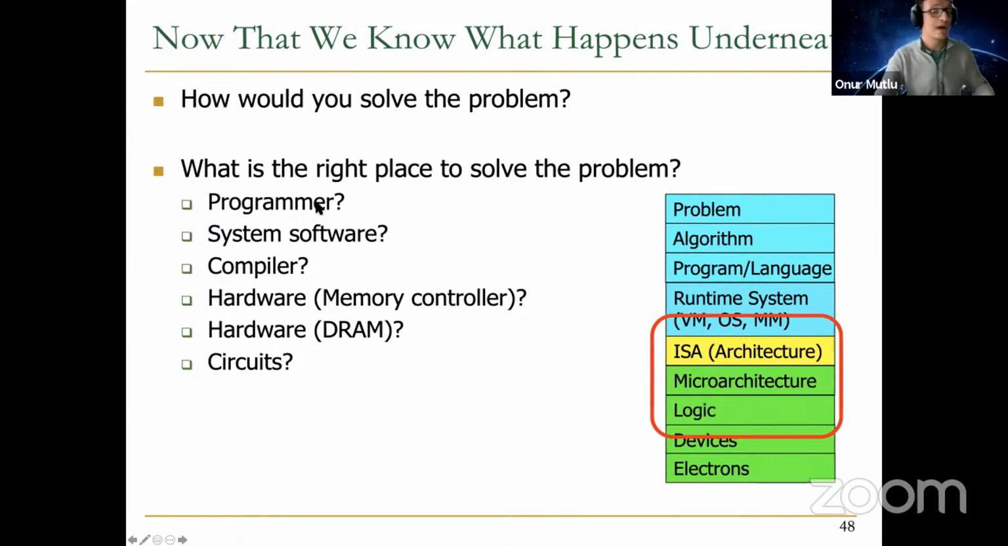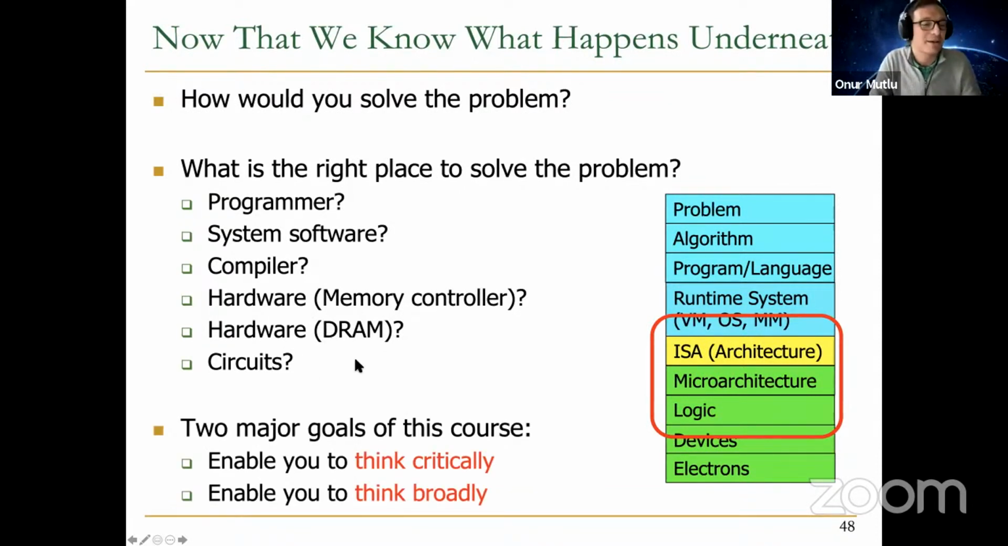Programmer is tough because the programmer doesn't know what other application is running in the system. So system software could be one place. Compiler is tough because you're not compiling multiple applications. Hardware memory controller is a good place, actually, to think about this. DRAM might or might not be a place because it could be costly. Circuits, I don't know. So I think you need to think about it, basically. I'm not going to do this thinking because we don't have time, and I'm going to take a break soon, after I finish this part.